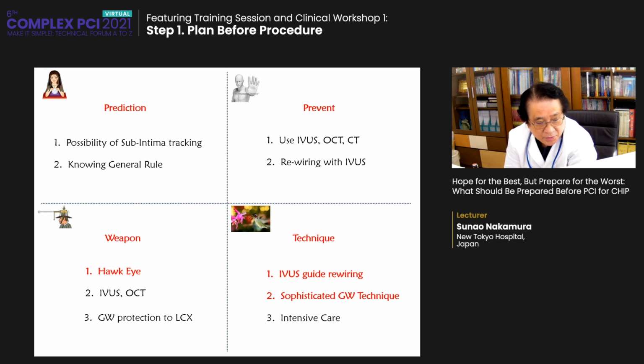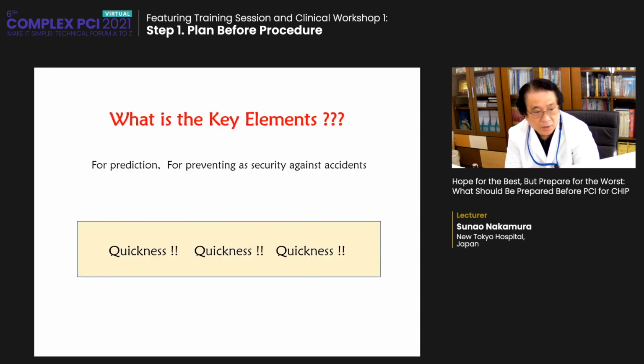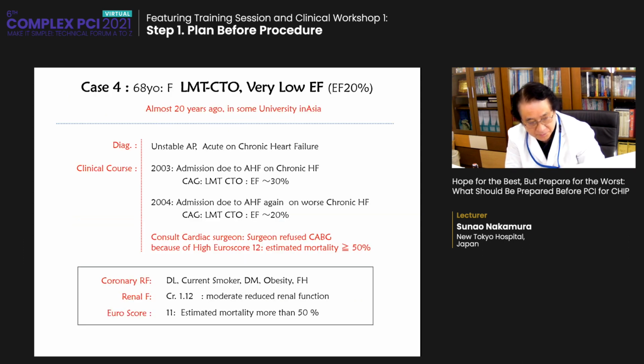So we can predict a rough guideline may lead to this kind of complication. We can prevent it with gentle guiding, with careful watching with the IVUS. Reading IVUS and precise guiding is very important. By the way, what is the key element for us to predict and prevent? First, quickness.